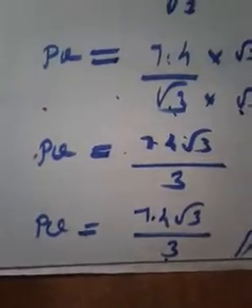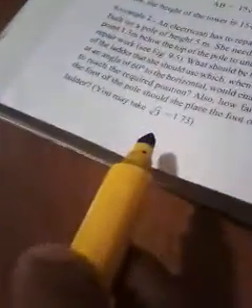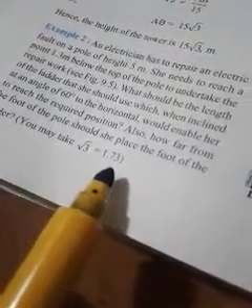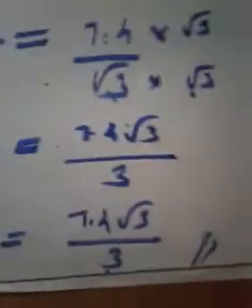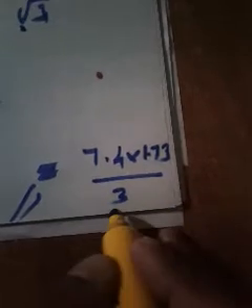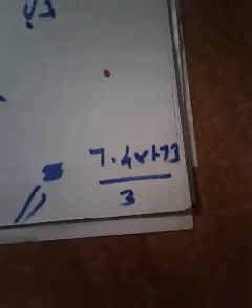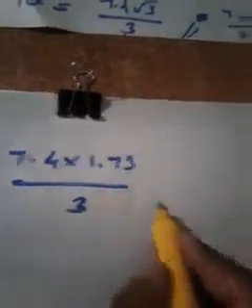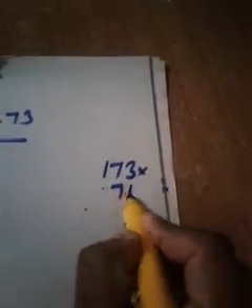And see, in the question they have given the value of root 3 as 1.73. So you are supposed to substitute that value here. That means 7.4 into 1.73 by 3, because it is given in the question, no? Then it is time to multiply. 7.4 into 1.73. How can we multiply? You just multiply 173 with 74.